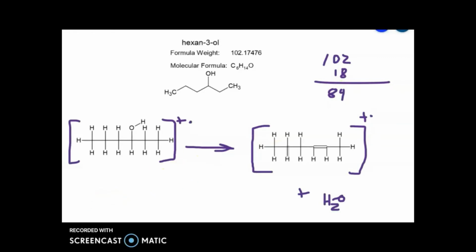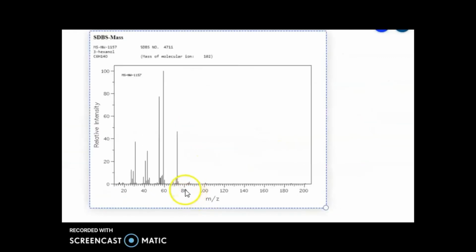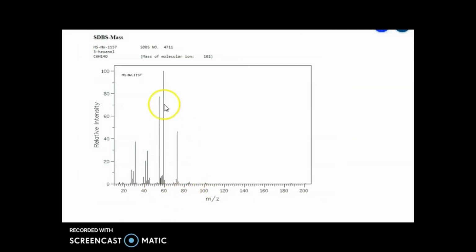I'm going to pull over the spectrum. And in this case, the 84 peak is just about 1% relative abundance, so not that strong a signal for hexane 3-ol. What we see is the most prominent peak is here at 59, and this is the alpha cleavage product. So see if you can get to the alpha cleavage product that gives you the m/z 59 ion. It should be good practice.